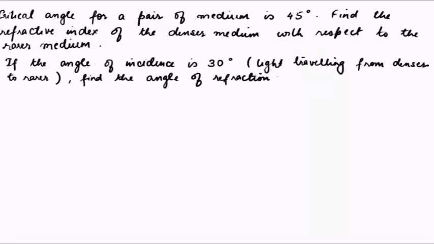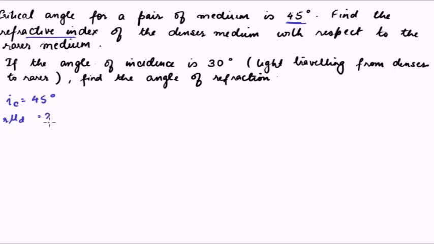This question states that the critical angle for a pair of media is 45 degrees. So what do we know? We know that IC is 45 degrees. And we need to find the refractive index of the denser medium with respect to the rarer medium. So what do we need to find? Refractive index of denser with respect to rarer.